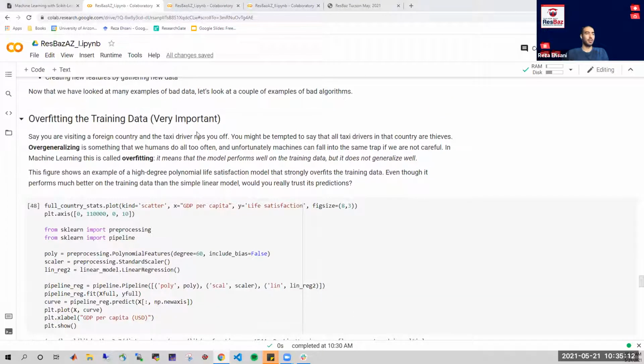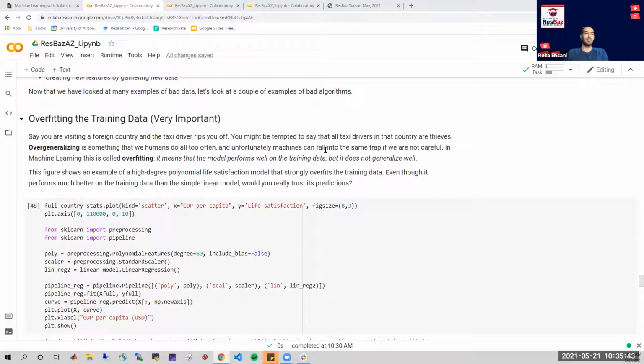But we talked about bad data. In addition to that, we should also talk about bad algorithms. What we mean by bad algorithm is that the most important one probably is overfitting. Let me give you a picture of what I mean by overfitting. Imagine that you are in a foreign country and a taxi driver rips you off, and you might be tempted to say that all taxi drivers in that country are thieves. But this is definitely overgeneralization, right?